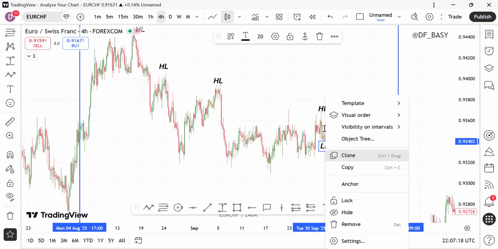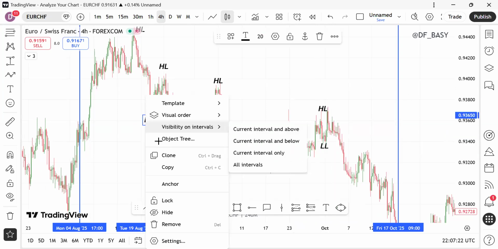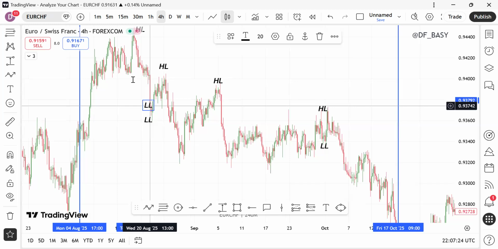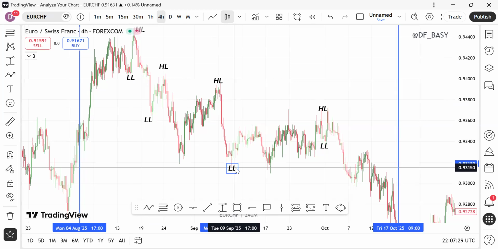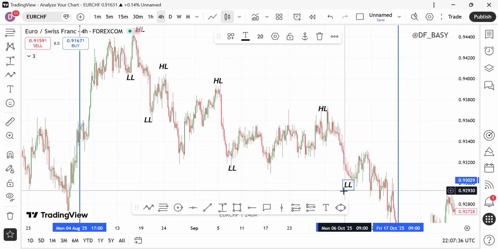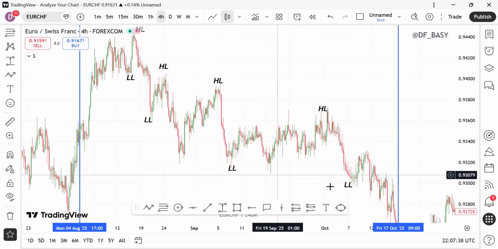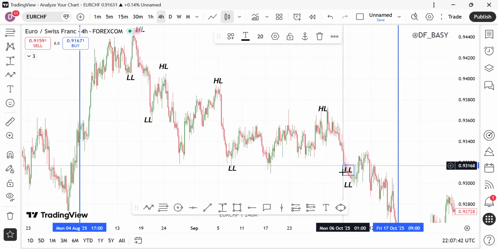This is a lower low over here. This is a lower low over here. This is a lower low over here. And this is another lower low. These two, these two are lower lows.